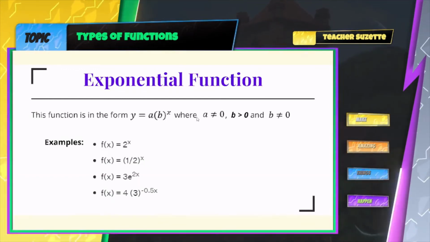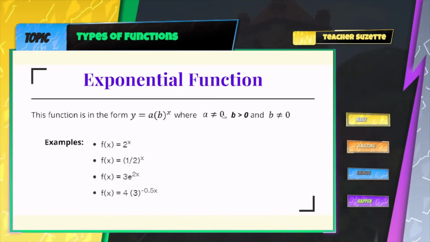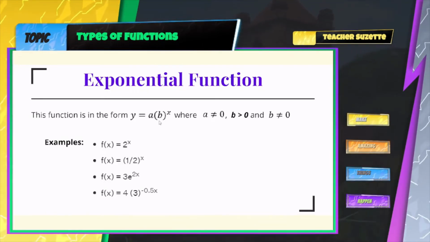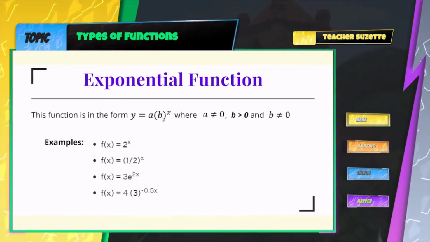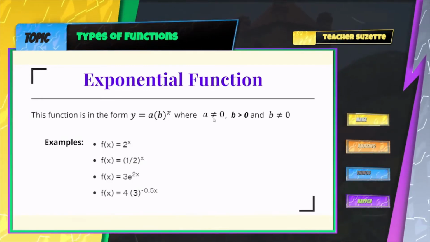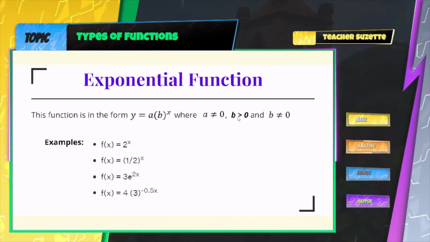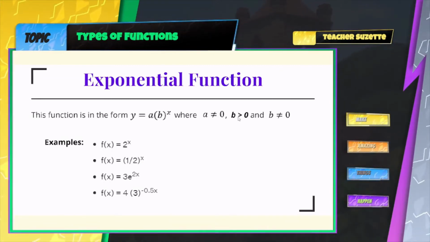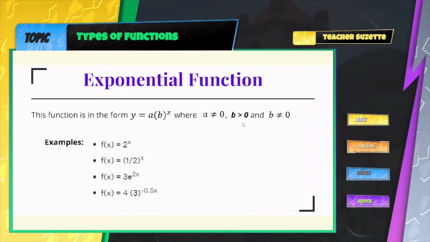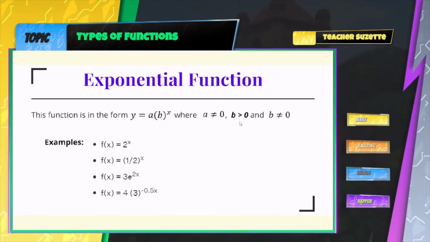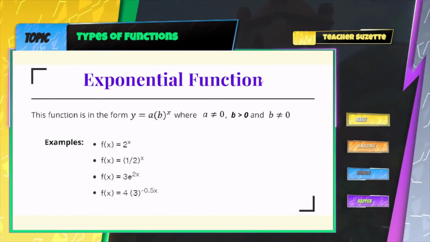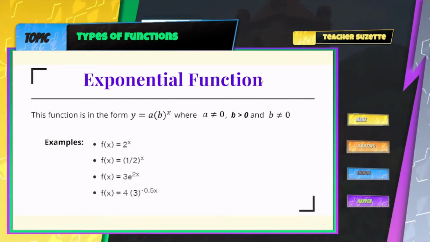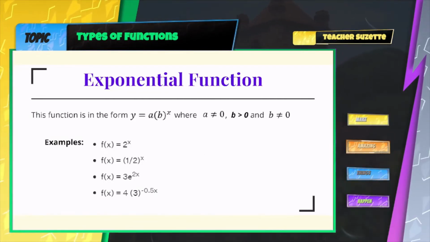Where your a should not be equal to 0, of course, because if you multiply that, you will have 0 and it becomes a constant function. And take note also that your base should not be equal to 0 and it should be greater than 0. So, let's check our examples.